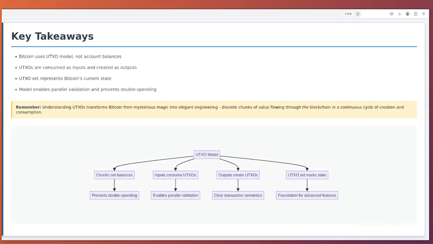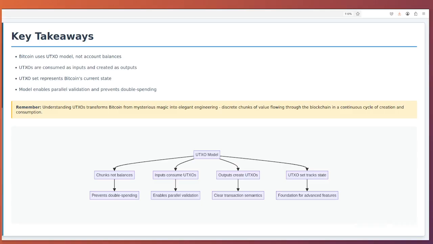Conclusion and key takeaways. Let's recap the essential concepts about Bitcoin's UTXO model. Unlike account-based systems, Bitcoin does not track balances. It tracks individual chunks of Bitcoin called unspent transaction outputs. Each UTXO has an amount and spending conditions defined by locking scripts. Transactions consume UTXOs as inputs and create new UTXOs as outputs, continuously recycling Bitcoin through the system.